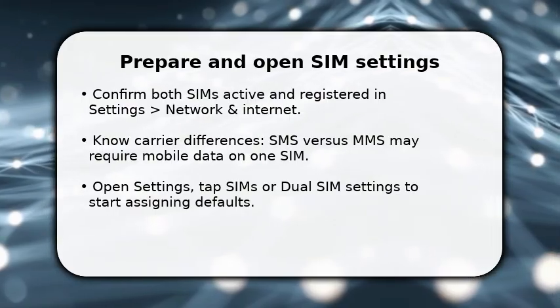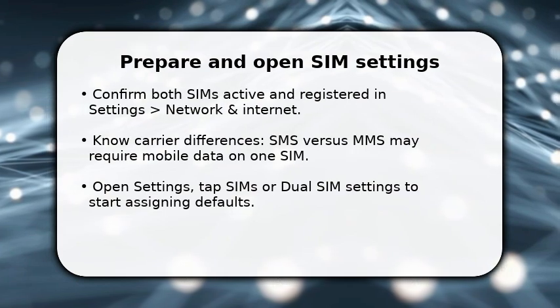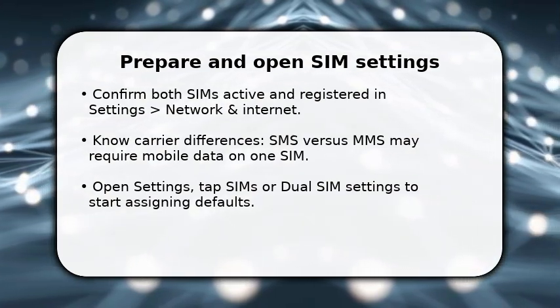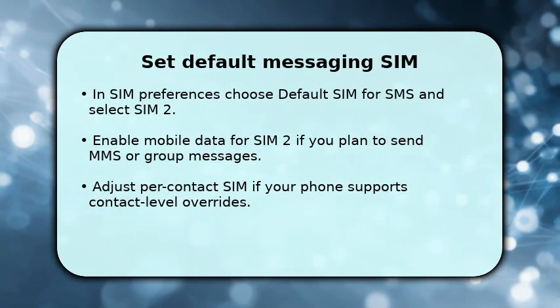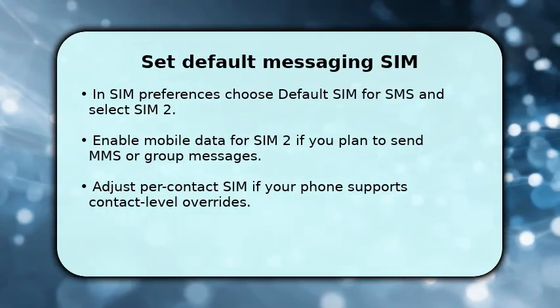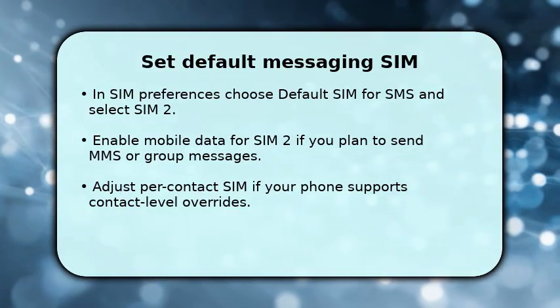Now tap the Messaging or SIM Preferences entry so you can change the default for text messages. This is the actionable first step that switches future sends to SIM2. Once in SIM Preferences, set the default SMS SIM to SIM2 so new messages use that line by default. You're doing this to control billing and sender identity.